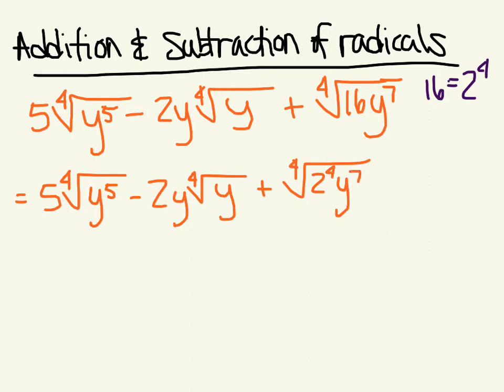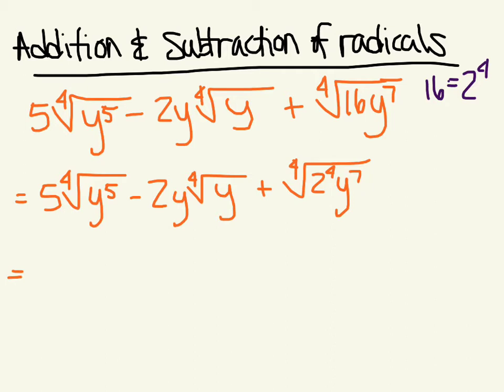Now the next thing we want to do is add any terms that have like radicals. In its current state, it looks like we don't have any like radicals. However, we also should notice that this radical can be simplified because the power of 5 is bigger than the index of 4. And same thing with this one. The power of 4 is equal to the index of 4, which means it can be simplified further, and the power of 7 is also bigger than the index of 4, which means that it can be simplified. So let's go ahead and simplify this.